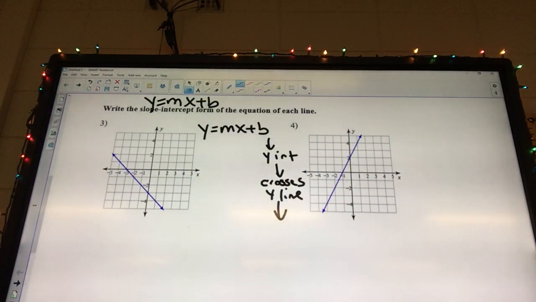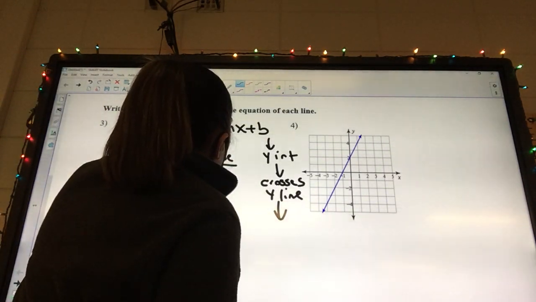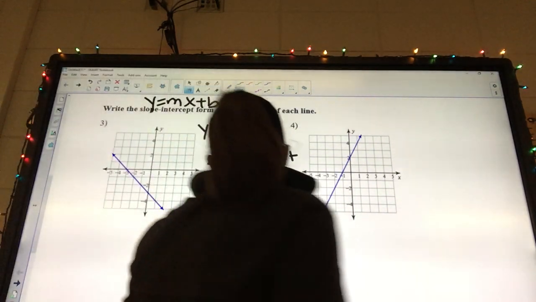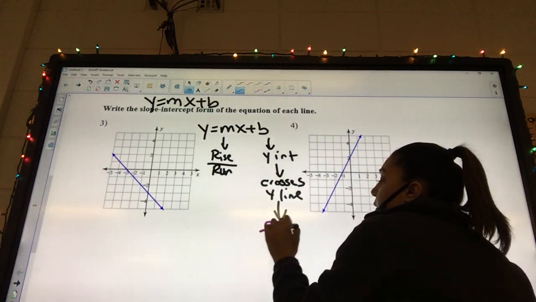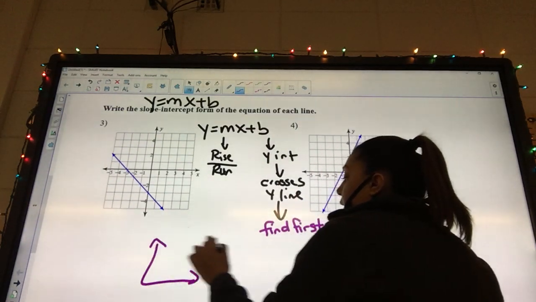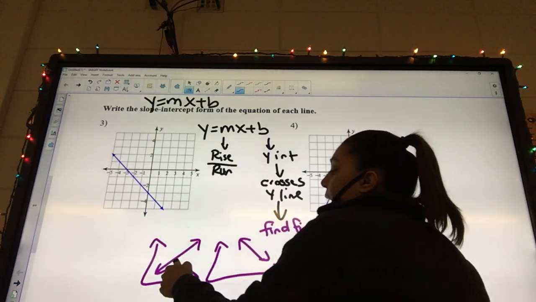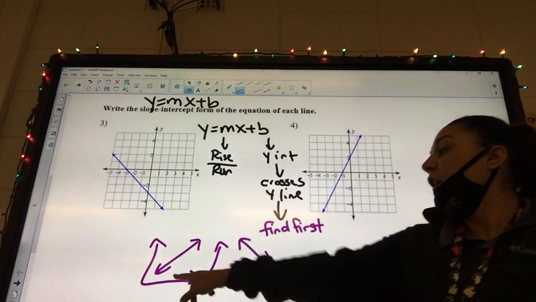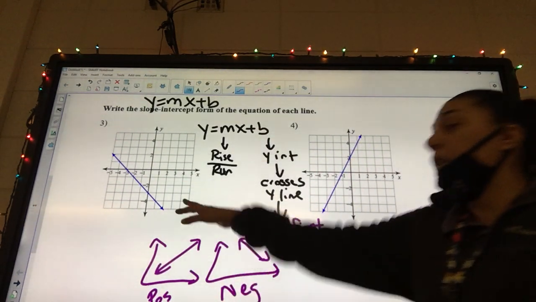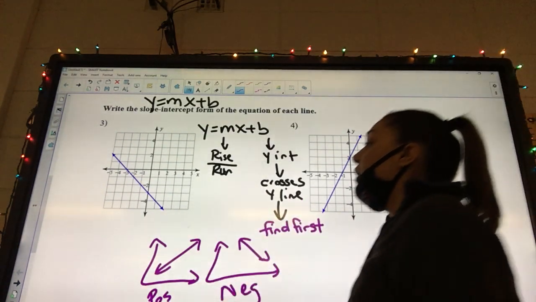Okay, our slope is going to be our rise over our run. Then I'm going to draw you a couple little pictures here. This one we need to find first. Okay, and then we have these two pictures here. Is this one a positive slope or a negative slope? Positive. It's a positive slope. And the other one's negative. Just by looking at this line, should your slope be positive or negative? Negative. So when we write the equation, it should definitely be negative.